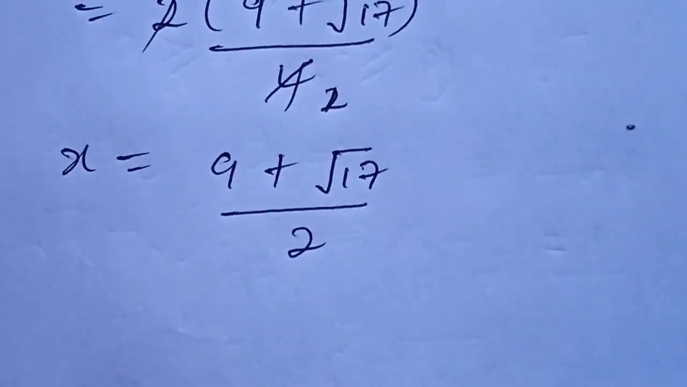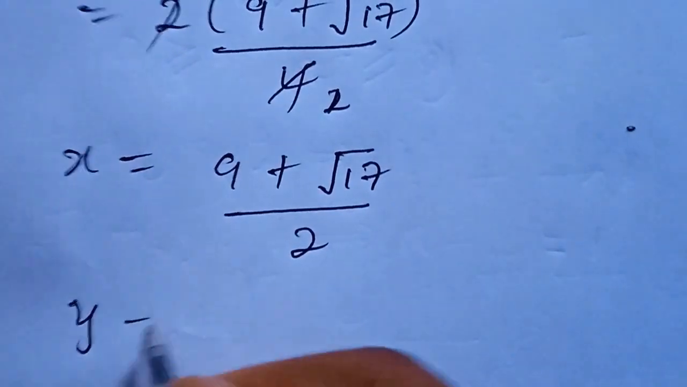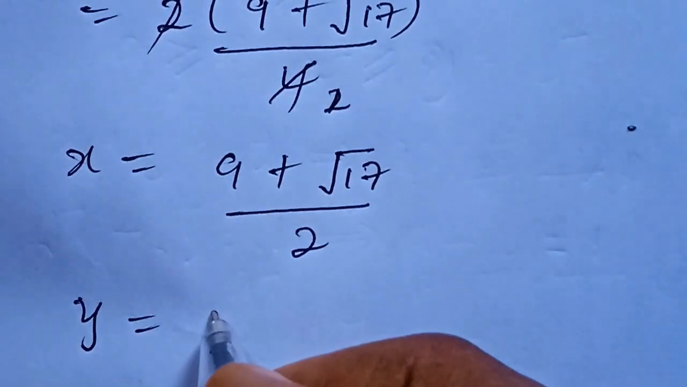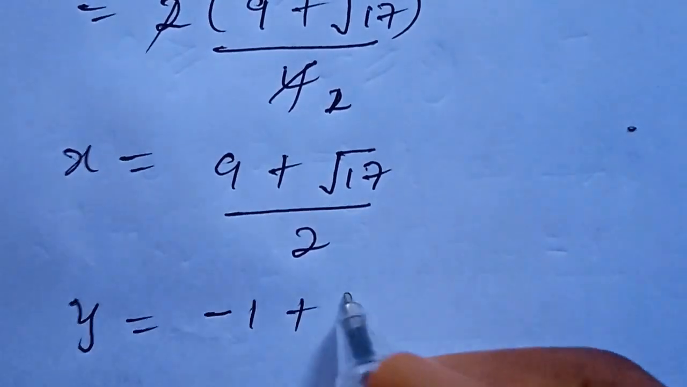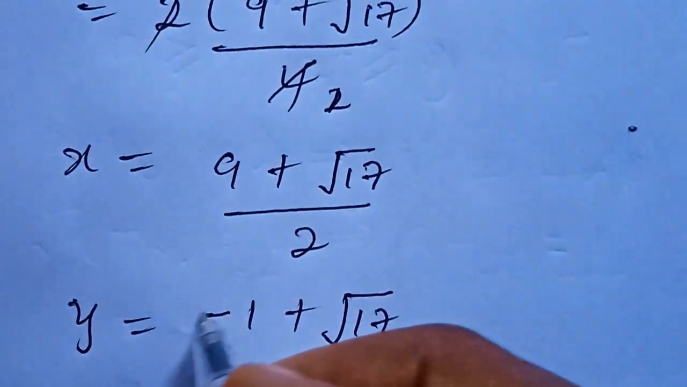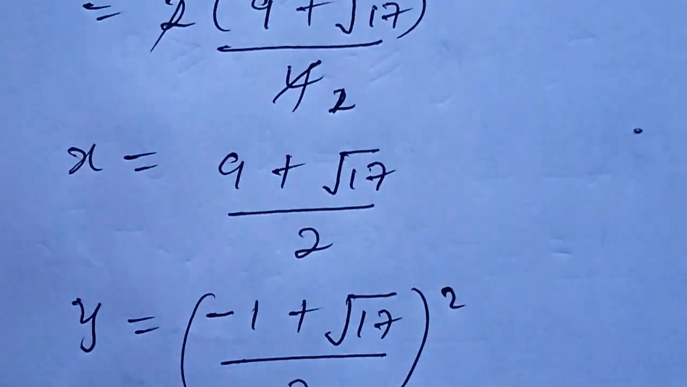Now for the value of y, we also expand y, which is given as minus 1 plus square root of 17 over 2 all squared.